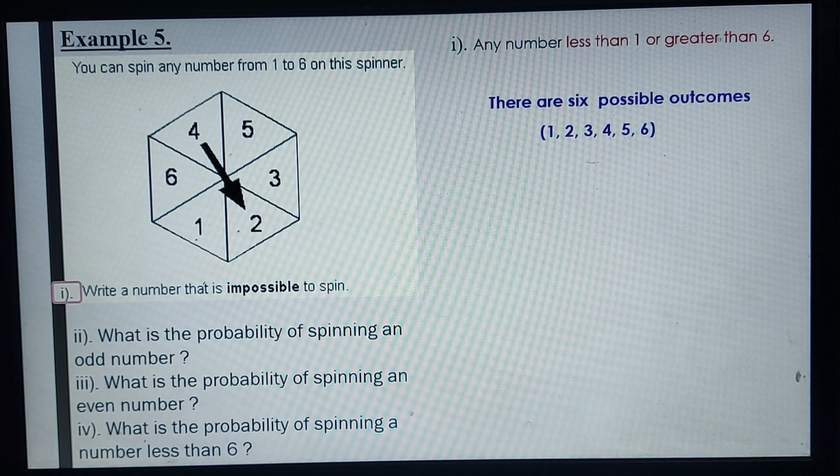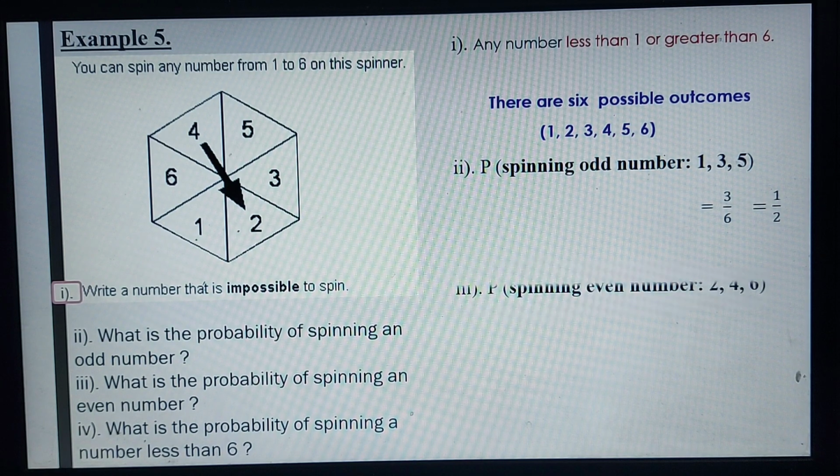Now, the probability of spinning an odd number is 3 over something, because checking on the spinner, we have 3 odd numbers, which is 1, 3, and 5. So the number of ways possible is 3 for getting an odd number on the spinner. So that's 3 divided by 6. 6 is the total number of possible outcomes. So 3 divided by 6, when you simplify, you get 1 over 2.